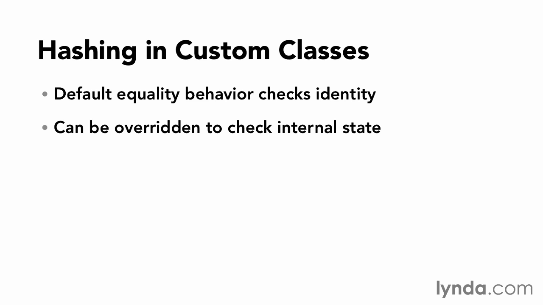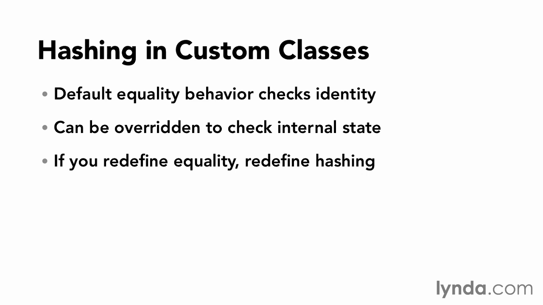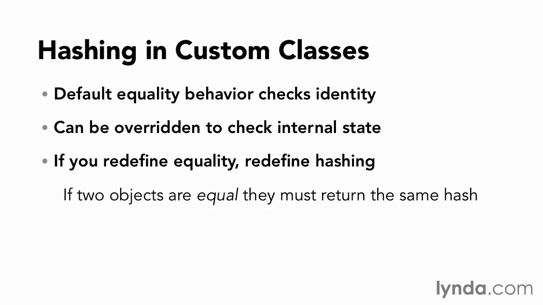Now, here's where we start to step back into data structures. If you ever override the equality behavior in your class, you must override the hash behavior, because hash codes are so tied to equality. Now, I said earlier, if you have two objects that you consider equal, they should return the same hash value. Well, let's change that should to a must. They must return the same hash. So if you change what it means for your objects to be equal, you should also change what it means to hash that object.